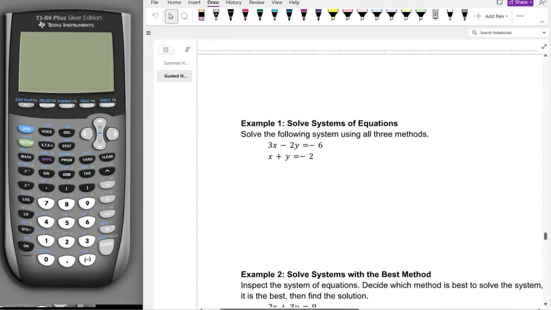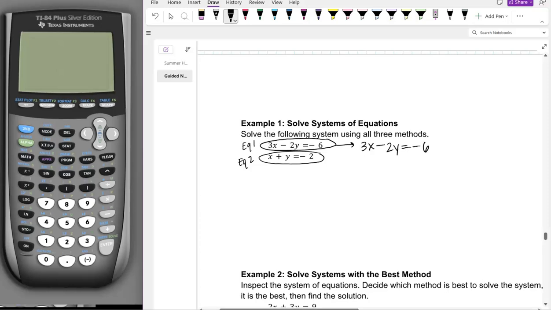The first one is telling us to solve it using all three methods. So I'm going to go through graphing, elimination, and substitution, and then we'll talk about which one would have been best. In this problem, if we're trying to use the graphing method, we need to put them in slope-intercept form. This top equation and the bottom equation, we'll call them equation 1 and equation 2, are both already in standard form, the ax plus by equals c form.